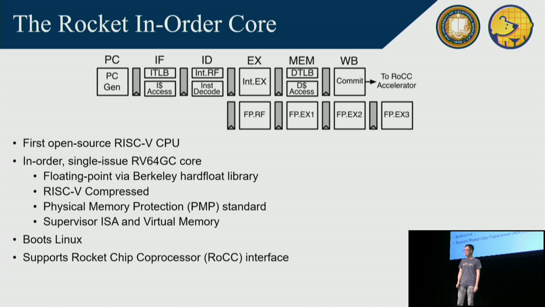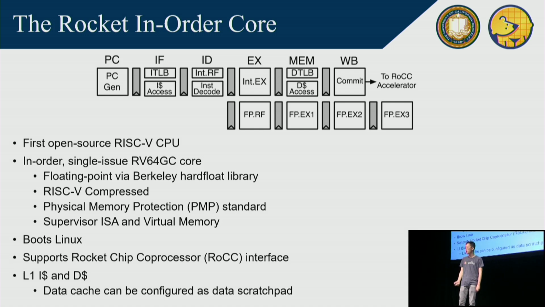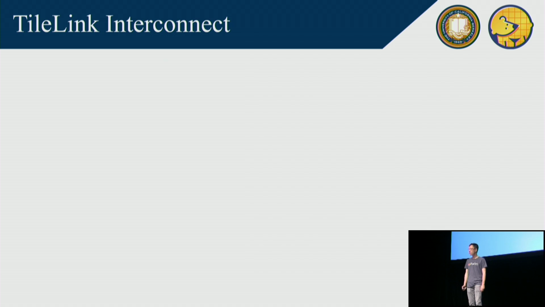Rocket also supports the Rocket Chip coprocessor interface, also known as RoCC, and this is how we build our research accelerators like Hwacha. And of course, it has a separate L1 I-cache and D-cache, and the D-cache can be configured as a data scratchpad for embedded applications.